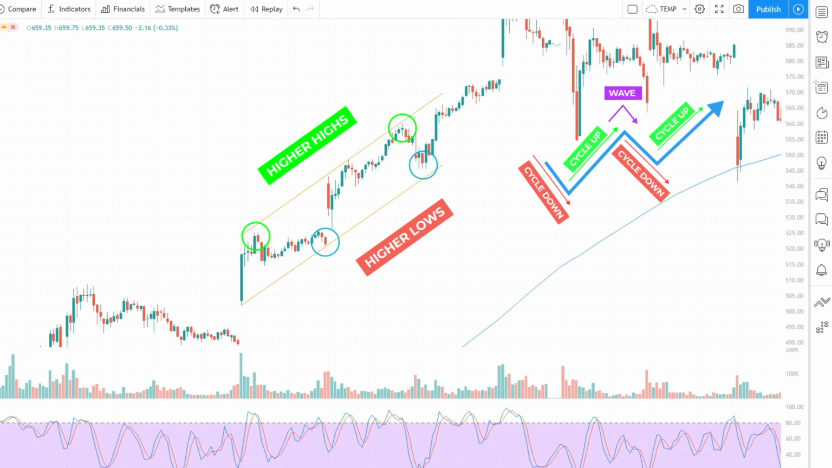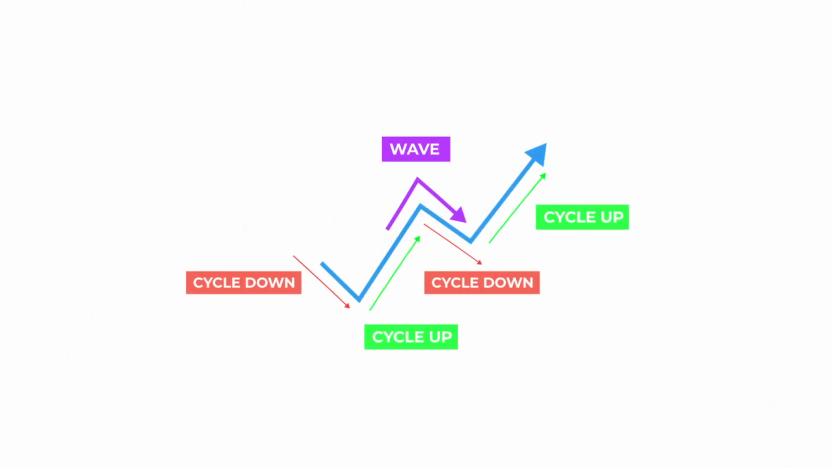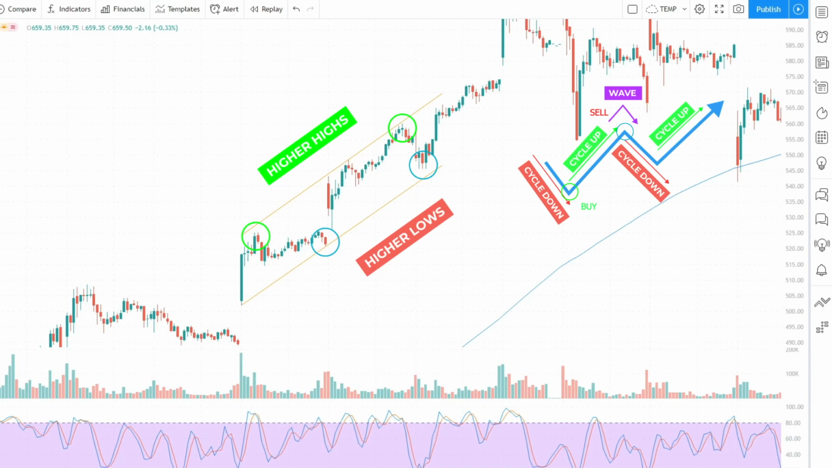The way we use the stochastic is to determine when these cycles begin and end to better time our entries and exits whilst trading. Ideally, we want to buy at the beginning of a cycle up and sell at the beginning of the cycle down, as you can see marked on the chart. We will come back to this concept shortly. Now that we understand the basics of trends and cycles, let's explore how the stochastic works.